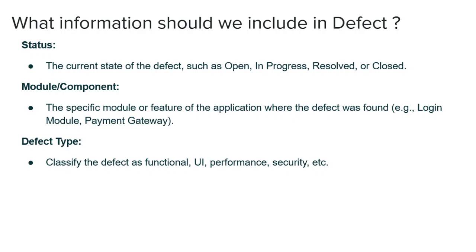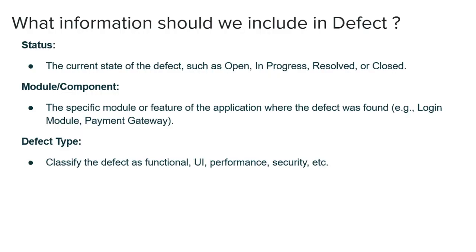What is the defect type? So whether the issue is a functional issue or a UI issue, it can be a usability issue, it can be a UX issue, it can be a security issue, it can be a performance issue. What is the type of that issue? That also we can mention while logging the issue.